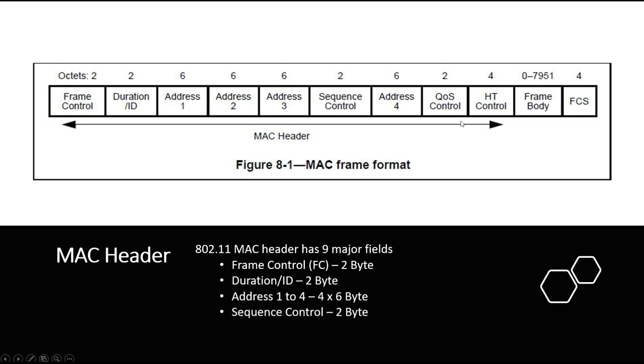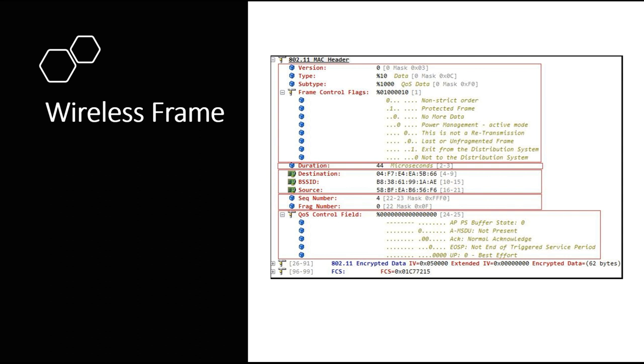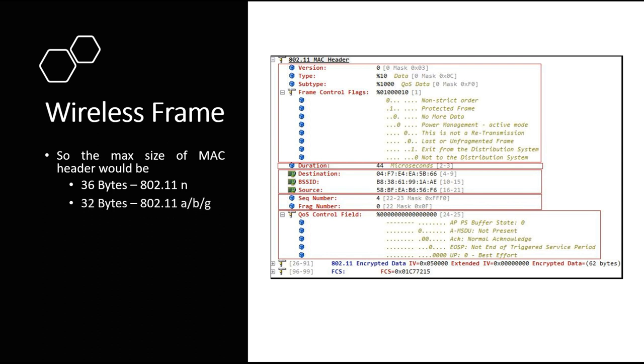And then the sequence control, then the QoS control, and the final one is HT control, which is 4 bytes. That is only for 802.11n frames. Here the complete picture is there, and the size is noted down. The maximum size of the MAC header would be 36 bytes in case of 802.11n. In case of legacy, that is 802.11a/b/g, it is 32 bytes.